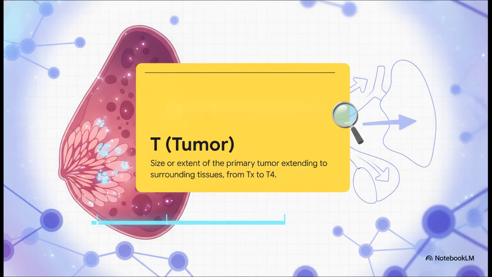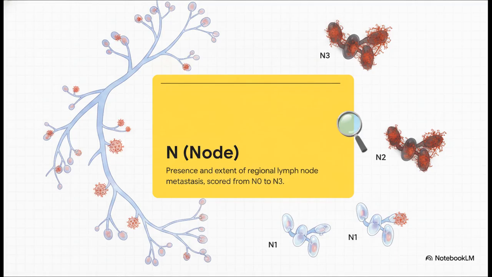This describes the size and the extent of the primary tumor spreading into surrounding tissues, and the scale is incredibly methodical. We start at Tx, meaning it can't be assessed, to T0, where there's no evidence of a primary tumor, all the way up through the invasive stages T1 to T4, which represent progressive growth and deeper local invasion into the surrounding anatomy. Next, we're looking at N for node.